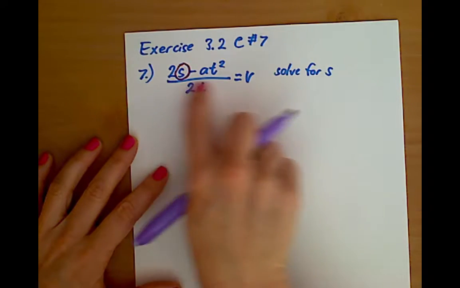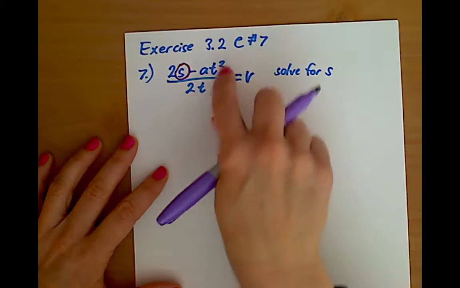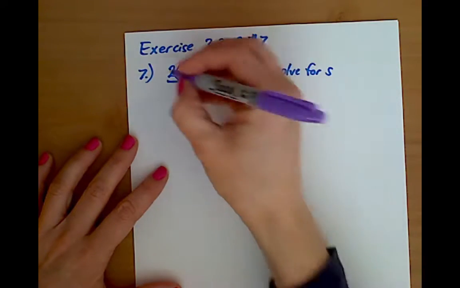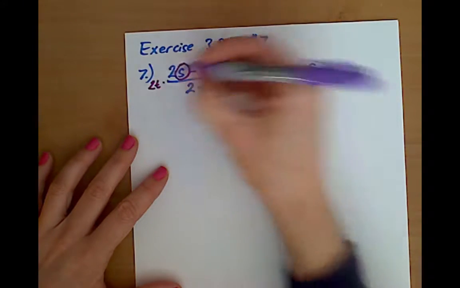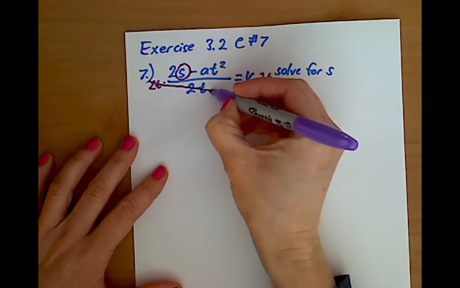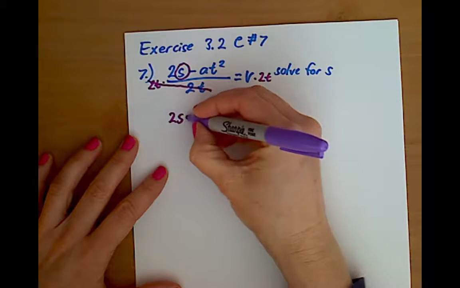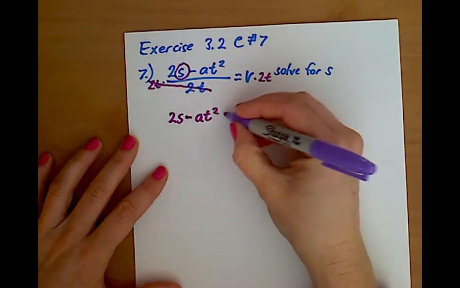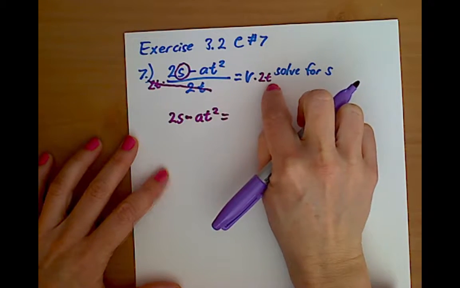So this division, this long division sign right here kind of acts like a parentheses. We cannot do anything with the stuff on the top until we get rid of this on the bottom. So we're going to multiply both sides of our equation by 2t, first of all. These two divide to 1, which means that we only have 2s minus at squared left over on this side. And then over here, we have v times 2 times t.